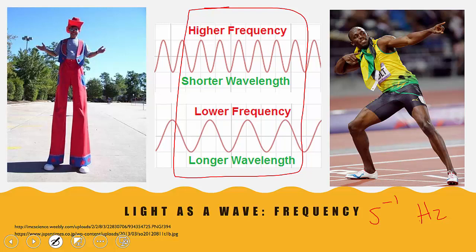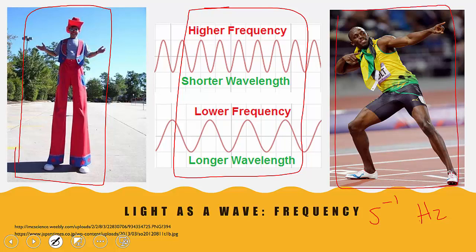Now, as an example of how a longer wavelength can equal a lower frequency, I'm going to compare here two people. This person on the left is walking on stilts. His legs are pretty darn long. This guy on the right is Usain Bolt, the fastest man on the planet. Now, the guy on the left, his legs are really, really long, and you can imagine his steps are going to be quite a bit slower. So the odds are good that even though his stride is pretty long, because he's taking fewer steps, he's probably going to not travel so quickly.